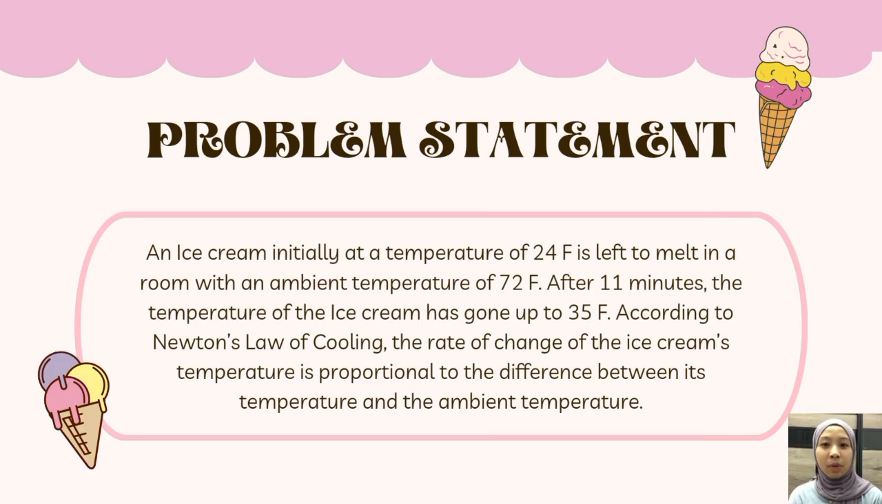Now, we look at the problem statement. The problem statement says that an ice cream initially at a temperature of 24 Fahrenheit is left to melt in a room with an ambient temperature of 72 Fahrenheit. After 11 minutes, the temperature of the ice cream has gone up to 35 Fahrenheit. According to Newton's law of cooling, the rate of change of the ice cream temperature is proportional to the difference between its temperature and the ambient temperature.